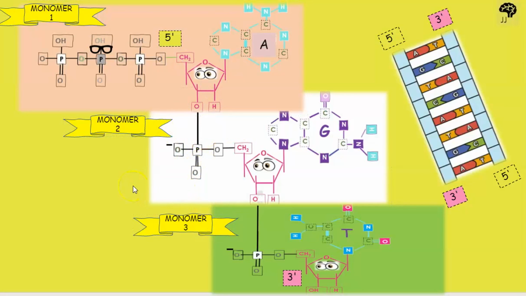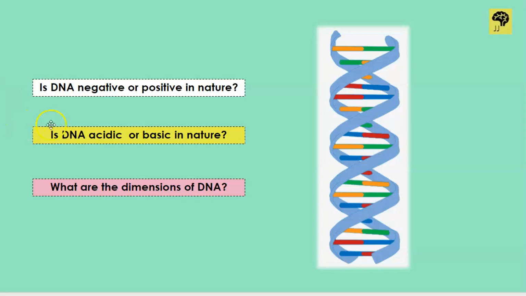It has a high tendency to lose its protons, so it is negatively charged, and that's why it is acidic, also because phosphoric acid is used here. So we have an answer to the second question also, whether DNA is acidic or basic in nature. Well, DNA is acidic because of the phosphoric acid that is present in the DNA.